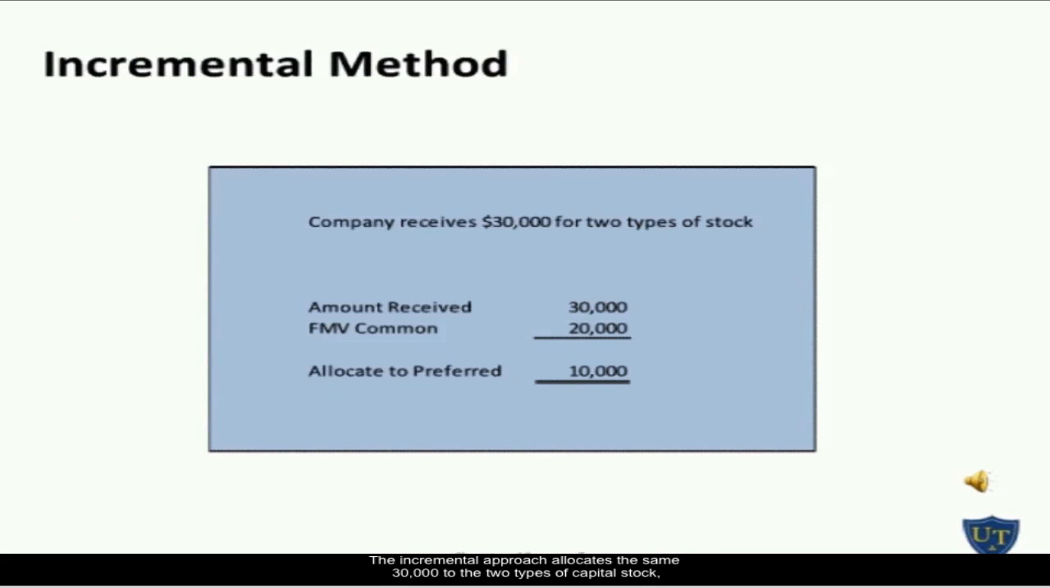The incremental approach allocates the same $30,000 to the two types of capital stock. It simply approaches that allocation a little bit differently. In this scenario, the company knows that the fair market value of the common stock is $20,000. So what they say is, out of the $30,000 received, we know 20 of it was for the common stock, therefore the other $10,000 will be allocated to preferred stock. So the same total of $30,000 is allocated. The specific amount allocated to common and preferred stock differs slightly between the two examples, but are fairly close.